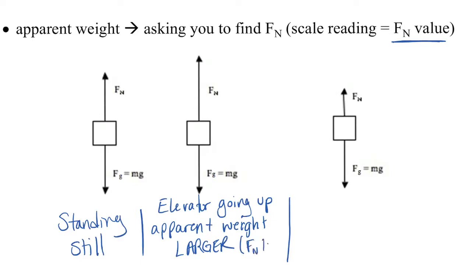And again, that's because Fn is larger. So apparent weight is always your normal force, okay? Because it's basically how much force the ground now needs to exert to keep you upright. And when you're accelerating upwards, it needs to exert more force, okay? So then this last one, obviously the elevator's going down because our gravitational force is larger than our normal force. And so that's the bigger one. So that's telling us my acceleration is downward. So the elevator is going down.